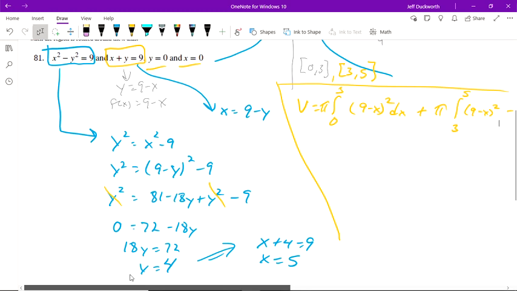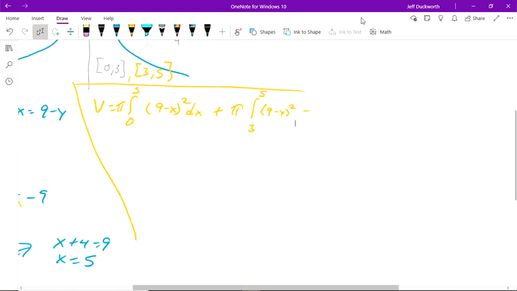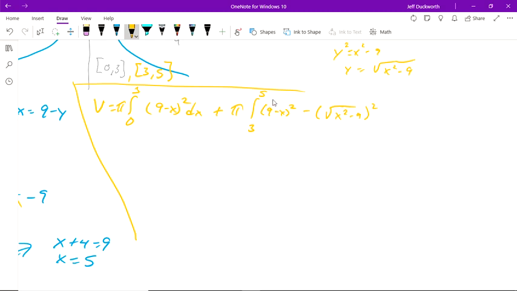I guess if y squared is x squared minus 9. Then y equals, excuse me, that's a 9, not a y. y equals root x squared minus 9, so we found before. All right, so this is going to be root x squared minus 9 quantity squared. That'll be the inner part of that disk. So that's what we have here.